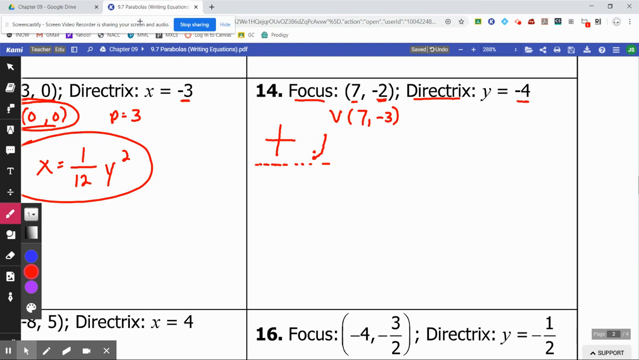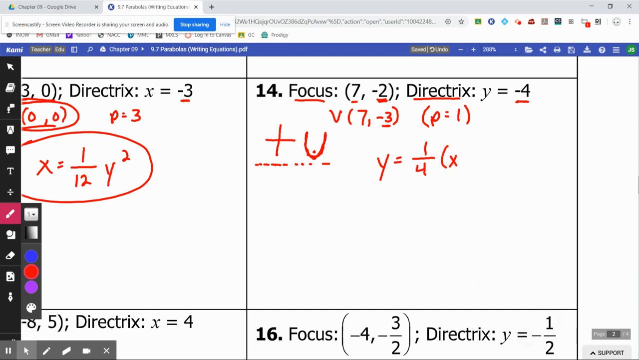We will always bend around the focus, so therefore this will be a y equals parabola because it cups up, and our 1 over 4p will be positive because it cups up. Our p value is the distance from our vertex to either our focus or our directrix. That'd be a value of 1. So therefore that'd be 1 over 4 times 1, which would be 1 over 4.